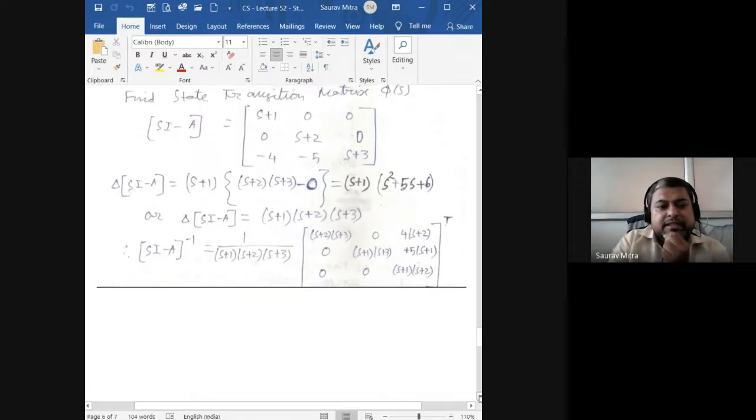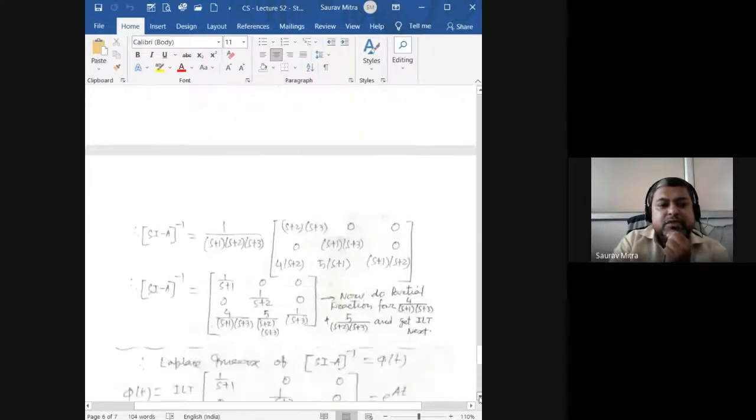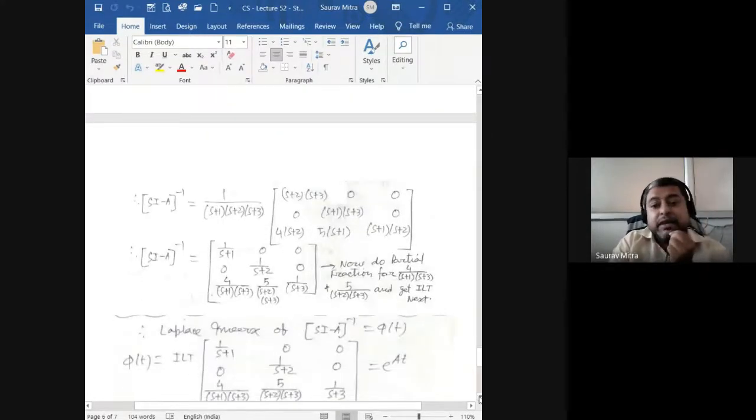So what you are finding is sI minus A inverse, that is e raised to At, but in Laplace domain. That is equal to 1 by s plus 1, s plus 2, s plus 3, and this big one. This is also not a very big numerical, because 4 terms in this are actually 0. So you only have to find partial fractions for the 2 terms. The first term becomes 1 by s plus 1, because the numerator is s plus 2, s plus 3, the denominator s plus 2, s plus 3 gets cancelled.